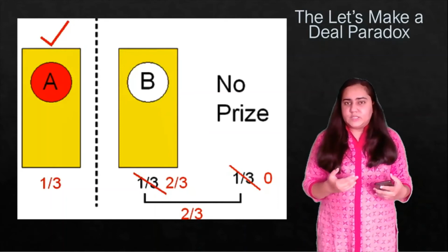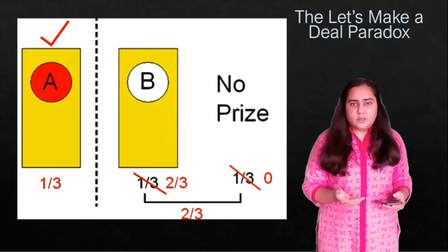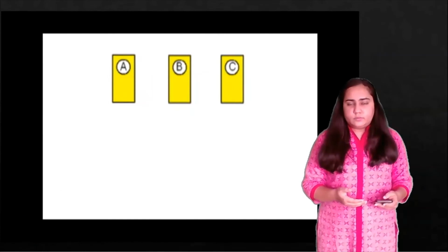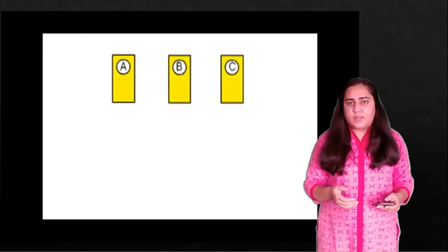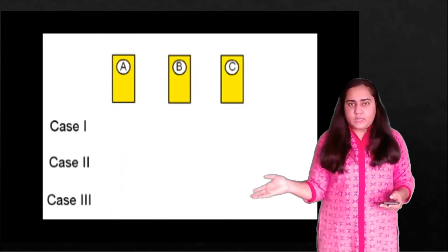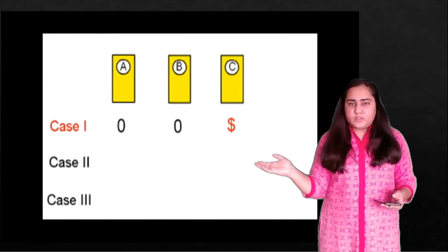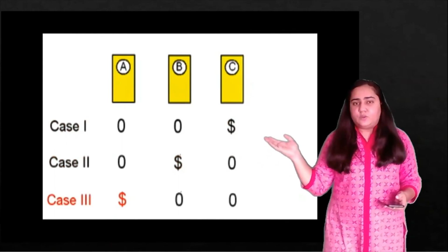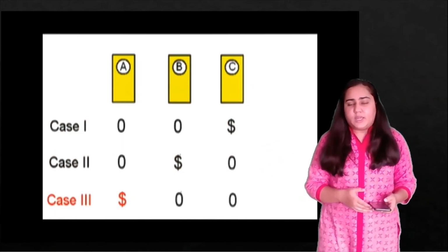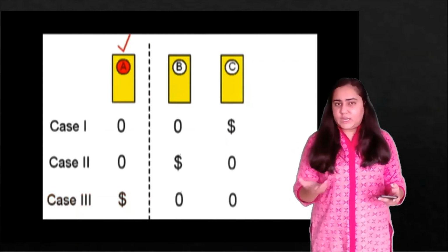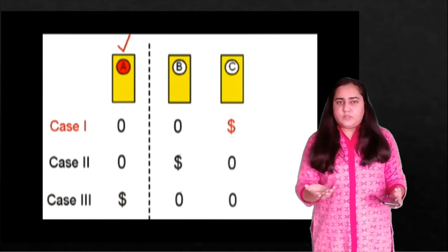Now, what we're going to do is take a look at this example once again with a slightly different approach. So in this approach, once again, you have three doors, A, B, and C. Now, in these three doors, you have three cases. Case 1 is where the prize is behind door C, mentioned by the dollar sign. Case 2, behind door B, and case 3, behind door A. So wherever the dollar sign is, that is where the prize is. There are three cases possible. Now assume that you picked door A.